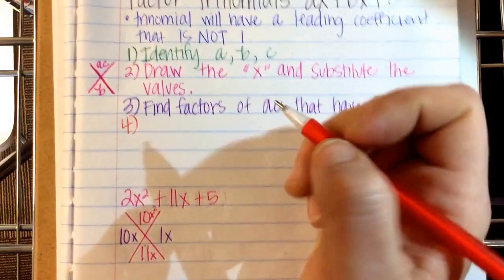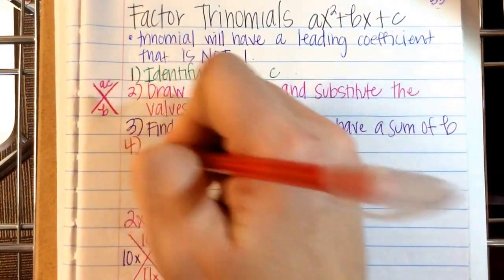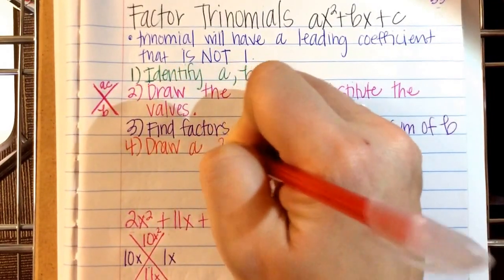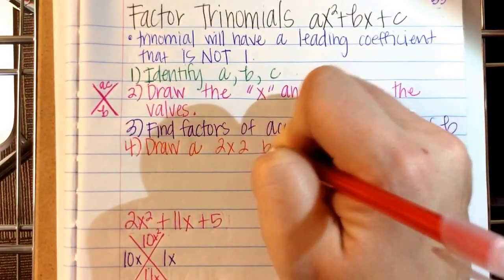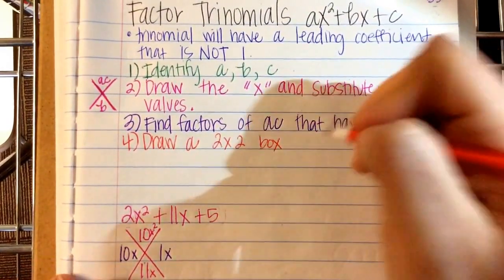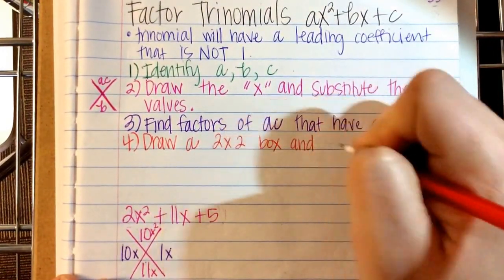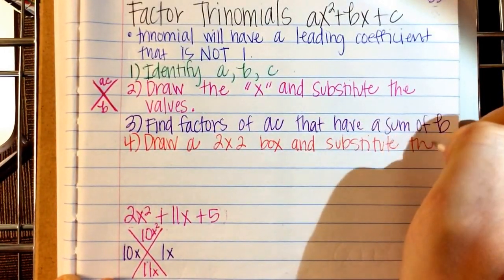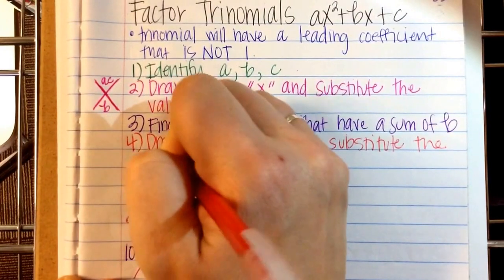Step 4. We did the X. Now we're moving on to the box. Draw a 2 by 2 box and substitute the values.